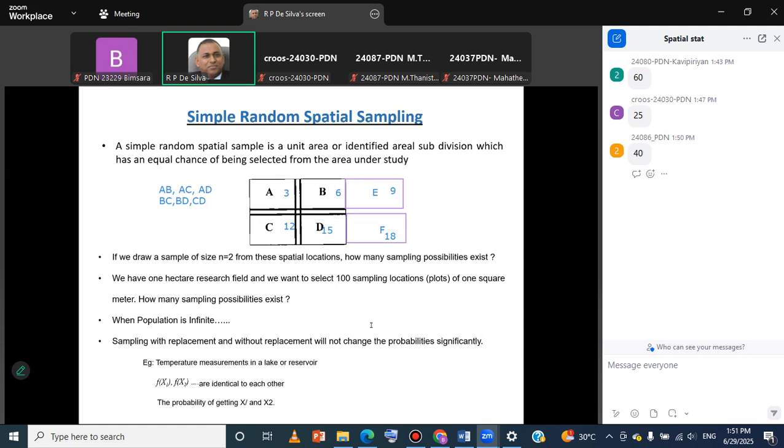If you throw it twice, you can have 3, 3, you can have 3, 6, 3, 9, 3, 12, 3, 15, 3, 18, and then 6, 9, 6, 12, 6, 15, 6, 18, then 9, 12, 9, 15, 9, 18, then 12, 15, 12, 18, 15, 18. So how many combinations do you have altogether?